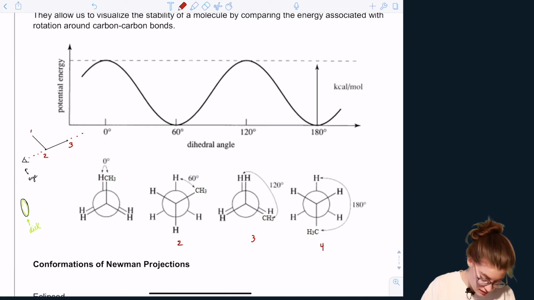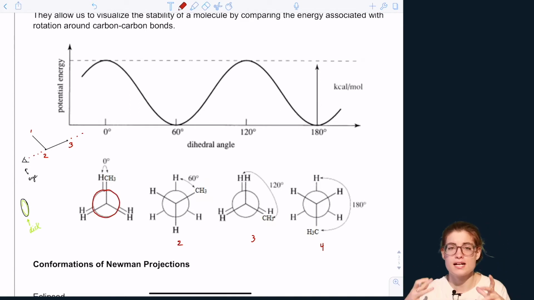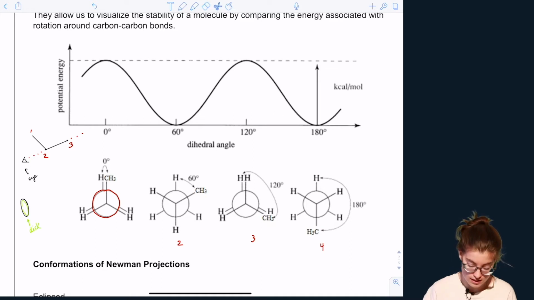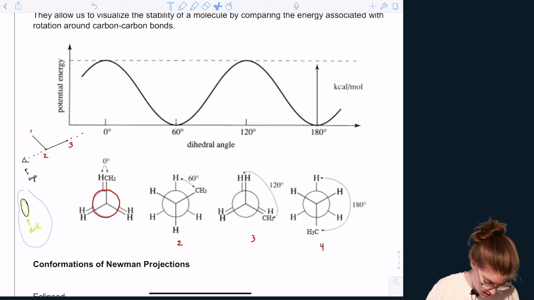Now we have this circle here in Newman projections, and a lot of people like to teach that the circle represents the front carbon, or sometimes people say it's the back carbon. I don't like that. I mean, that's fine. You can do that. It'll still get you the right answer if you go with that. But the way I like to visualize it is I pretend that circle is actually a disc. So here I have drawn a disc.